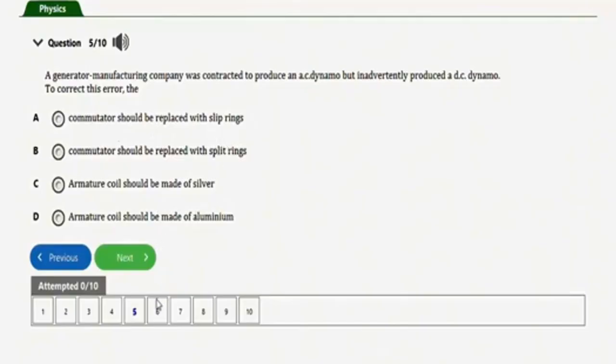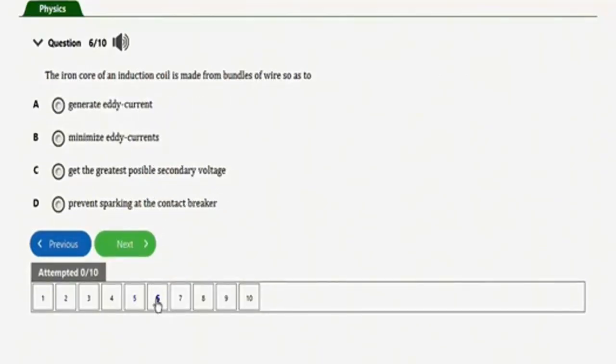Alright, the next question is this one. It says the iron core of an induction coil is made from bundles of wire so as to generate AC current, minimize AC current, get the greatest possible secondary voltage, prevent sparking at the contact breaker. So the right option in this question is option B, which is minimize AC current.